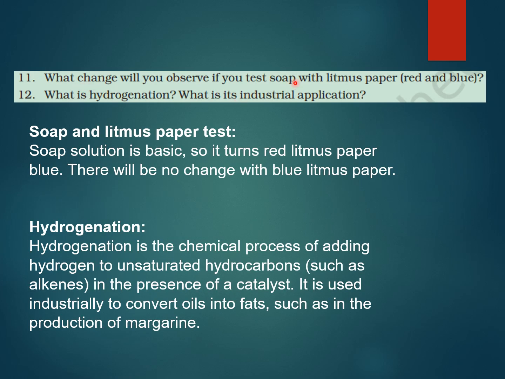What change will you observe if you test soap with litmus paper? तो सोप सोल्यूशन जो होता है इट्स बेसिक इन नेचर ओके तो रेड लिटमस पेपर को ये ब्लू में कन्वर्ट कर देगा राइट बट देयर विल बी नो चेंज विद द ब्लू लिटमस पेपर करेक्ट। 12th question says what is hydrogenation and what is its industrial application. So hydrogenation is the chemical process of addition of hydrogen to unsaturated hydrocarbons, alkenes, okay, in the presence of a catalyst. And it is used industrially to convert oils into fats, like in the production of margarine.